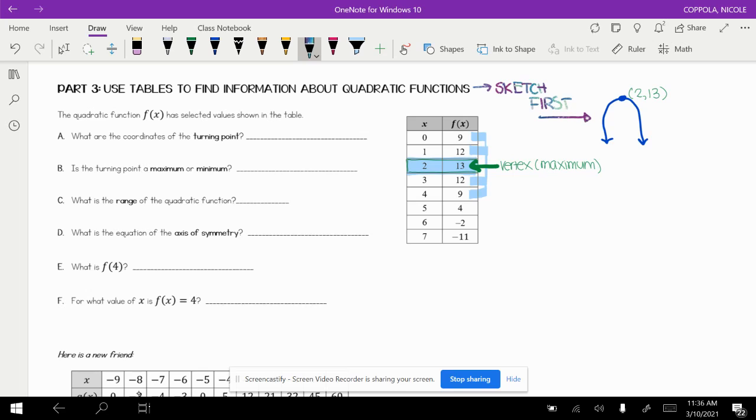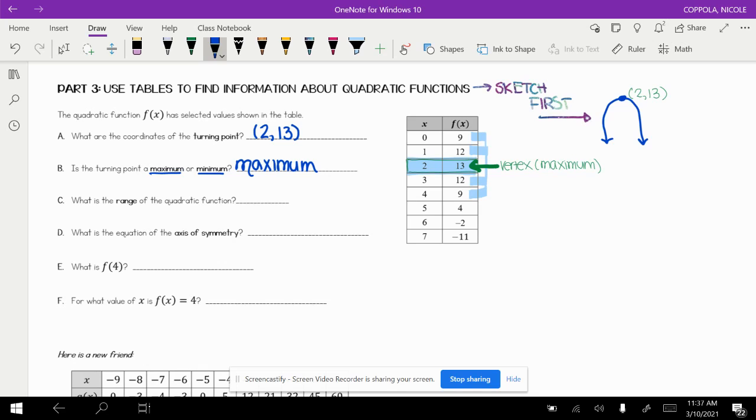All right, so what are the coordinates of the turning point? So easy. The turning point is the same as the vertex, so 2, 13. Now they're asking me if it's a maximum or minimum. Well, because I have this sketch, it's easy to say, oh yeah, it's a maximum, because it's the highest point.